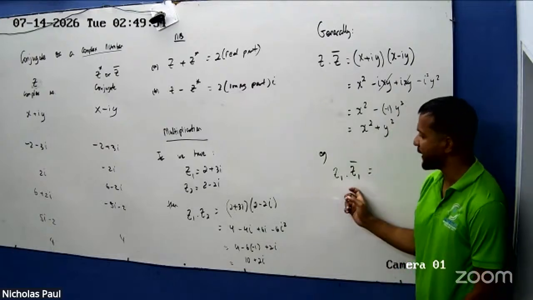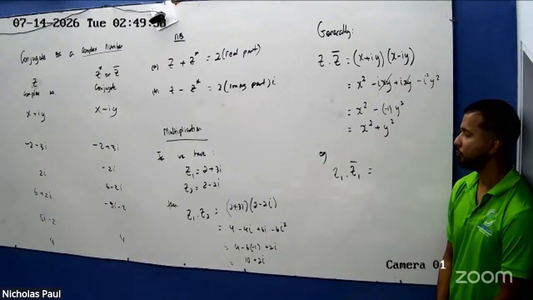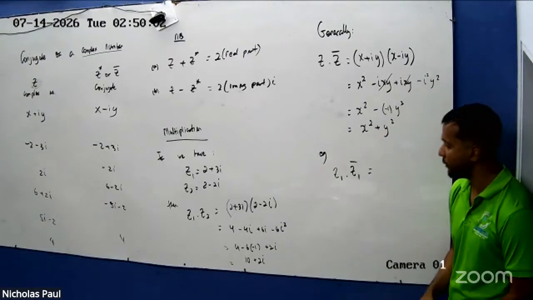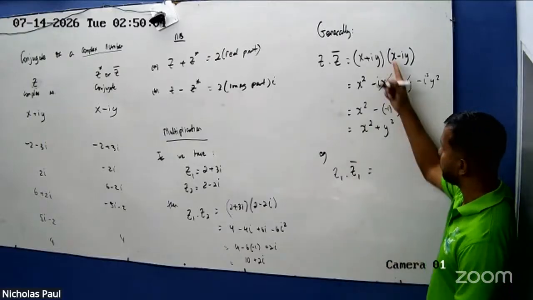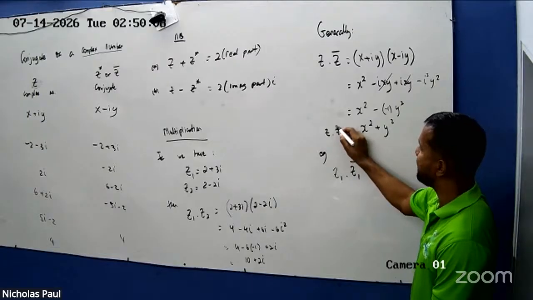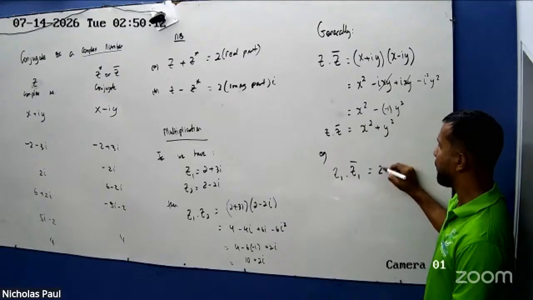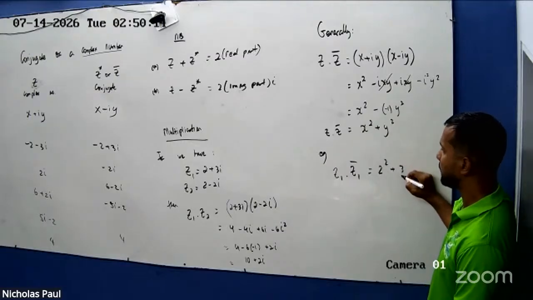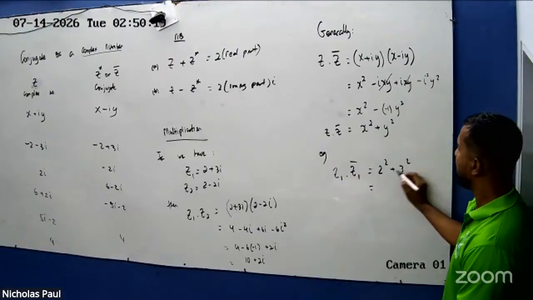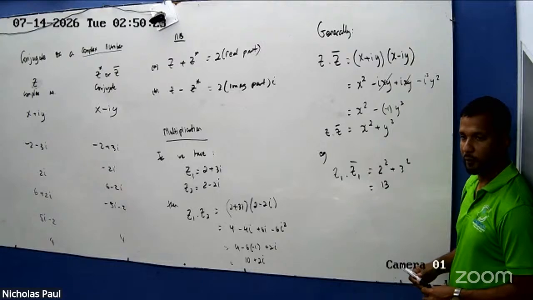How much did you get here? You should get a real value, right? You should get a real value. So there's no need to go and do all of this. Right? This formula will always hold. Every time you have z times z hat, you'll always get this, right? So you'll end up with 2 squared plus 3 squared. 4 plus 9 is 13.